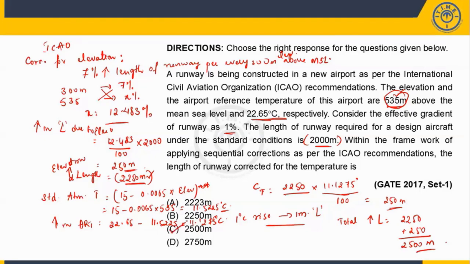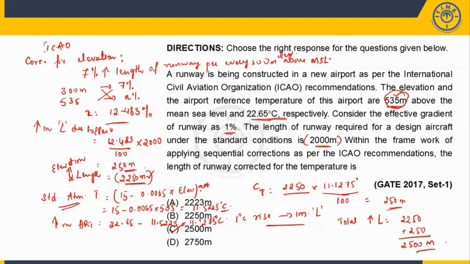Option C. Sir, please once again make me understand about this step. Up to 2250, is it clear to you how we got it? First, we will calculate the standard atmospheric temperature. That is given by formula 15 minus 0.0065 into elevation. Elevation we have is 535, we substituted. We got the standard atmospheric temperature.